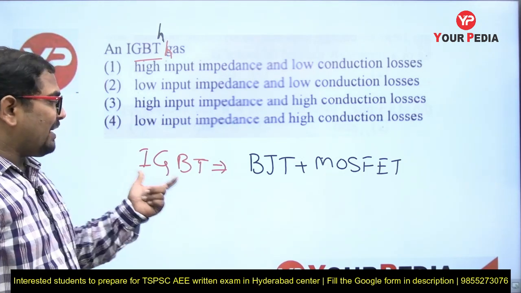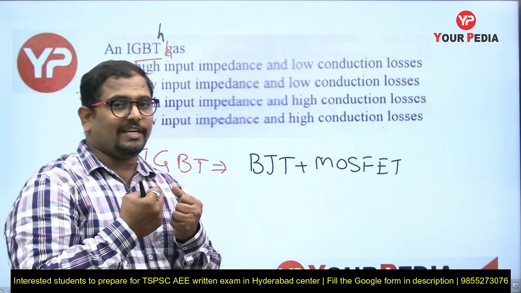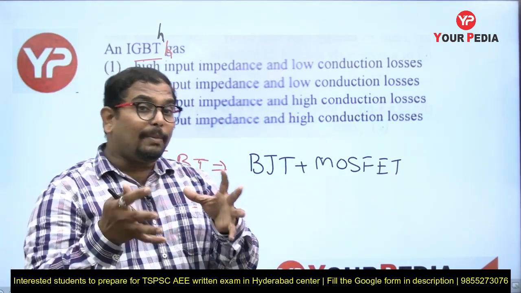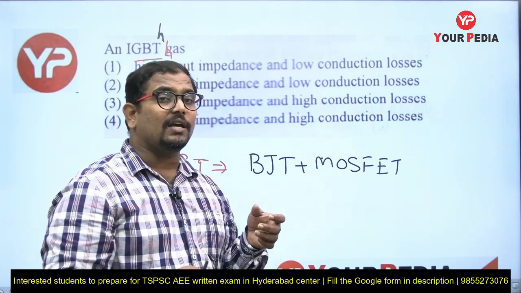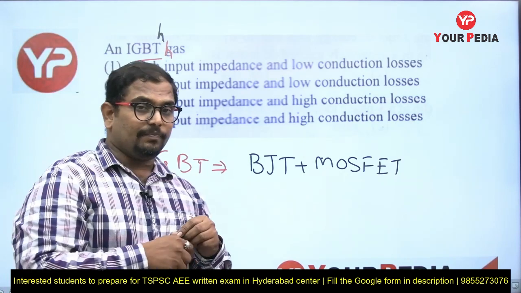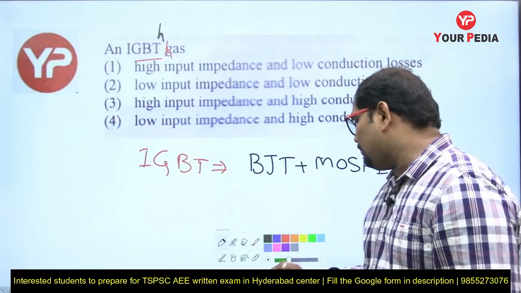How will we construct the IGBT? We will take some of the advantages of BJT characteristics and some of the advantages of MOSFET characteristics, and by combining both the advantages, then only we will build the IGBT. So what are the advantages of MOSFET?